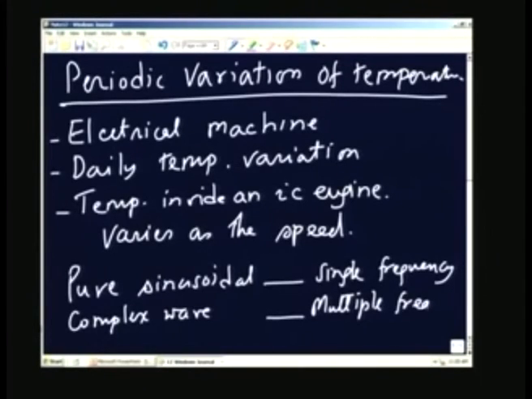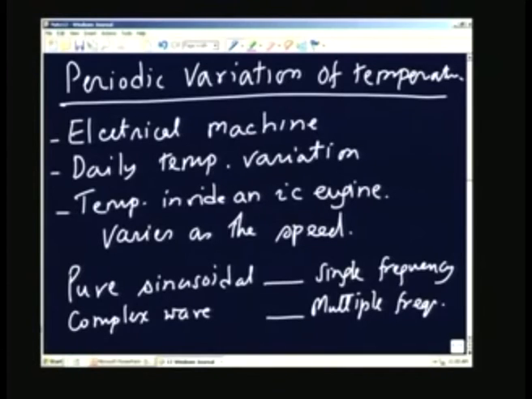So, there may be a frequency which we call the fundamental, which is given by the periodicity of that wave, and there will be harmonics which are at higher frequencies.